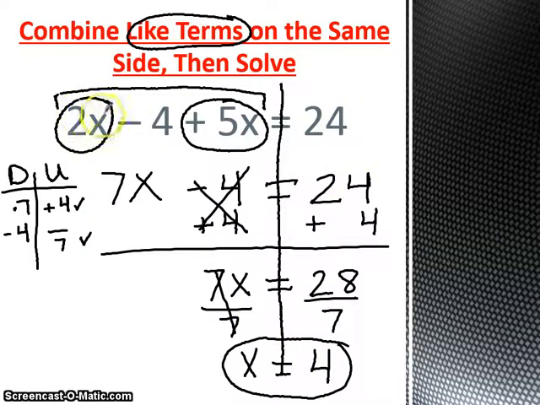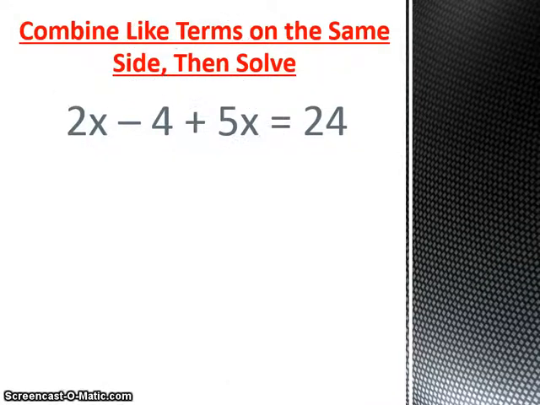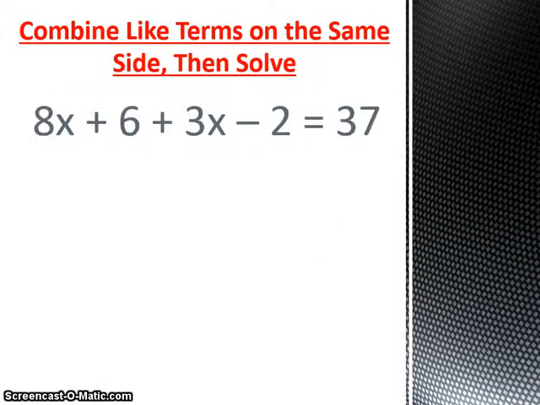So take 2 times 4, which is 8, minus 4, and 5 times 4 is 20. 8 minus 4 is 4, plus 20 makes 24. So you can still check your solution to the equation in the same way we did before. Let's look at another example.